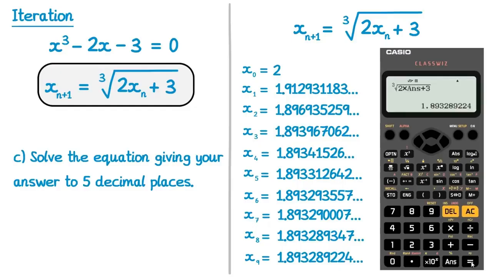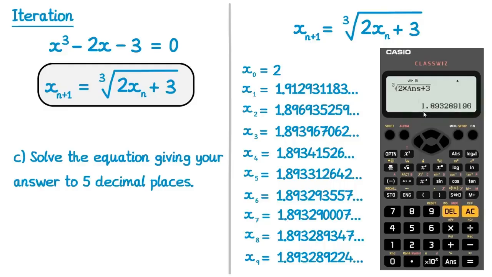In fact, you can go even further than this. If you continue to press equals, you'll see the number gets closer and closer to the exact answer, and eventually, when you get to this point here, no matter what you do, if you keep pressing equals, the number has settled. So this is the number we need to round to get our final answer.